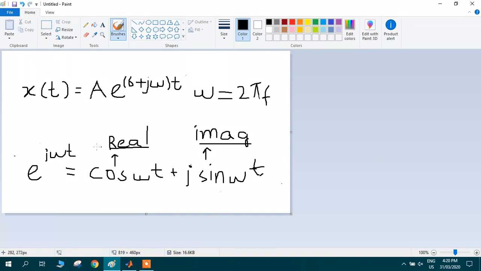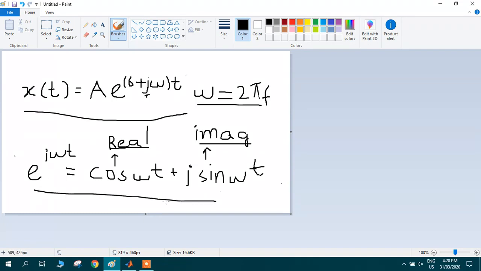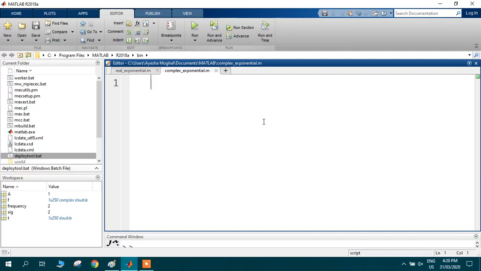As I have already told in my previous video, this is the complex exponential function where A is the amplitude, sigma is the real value, omega is the imaginary value, and J represents that omega is the imaginary value, and omega is equal to 2 pi f, and T is the time for which I want to plot. And this is the equation showing the exponential function in the form of sinusoidal functions, and it shows that its real part is going to be a cos signal, and its imaginary part is going to be a sine signal. Now move to Matlab.